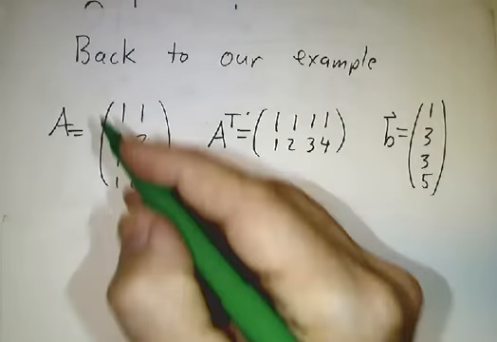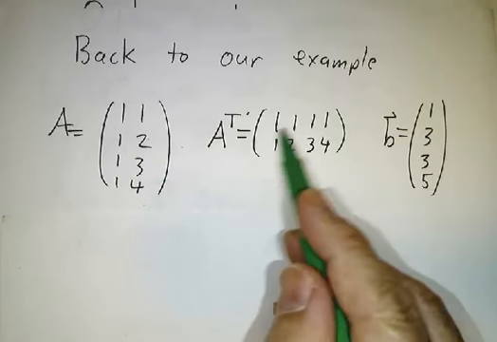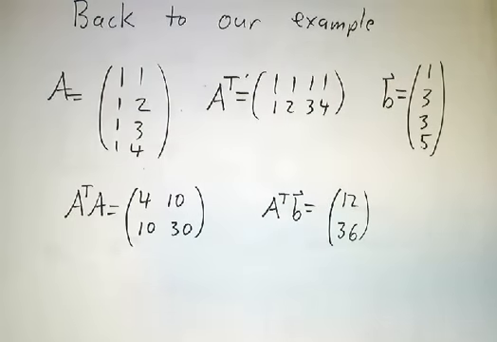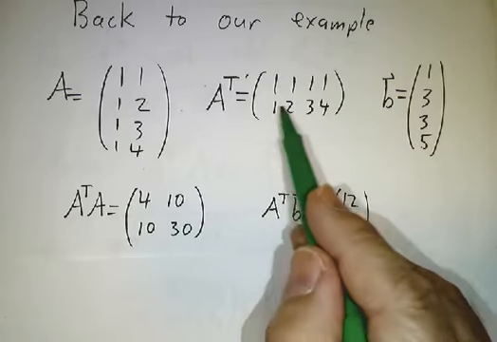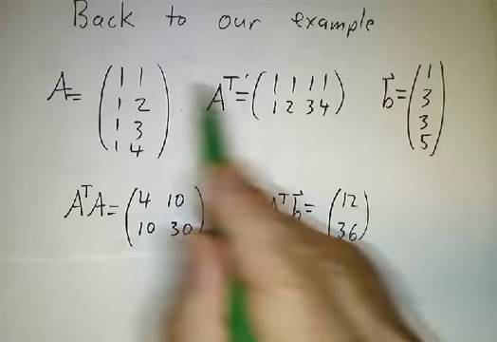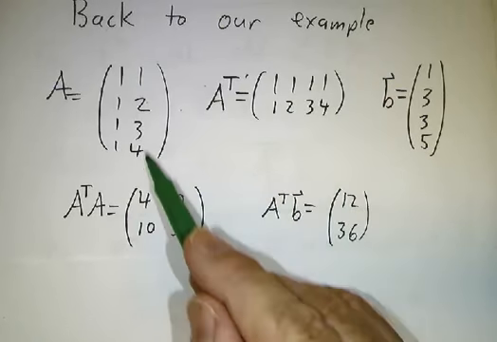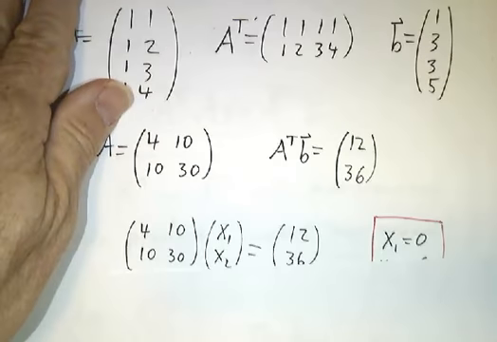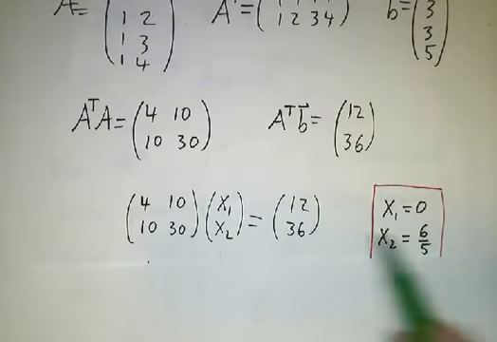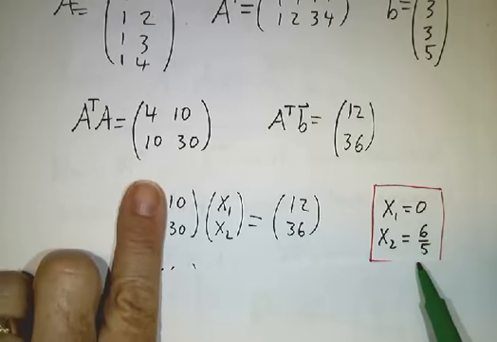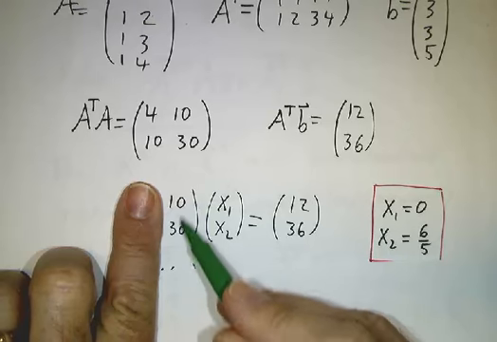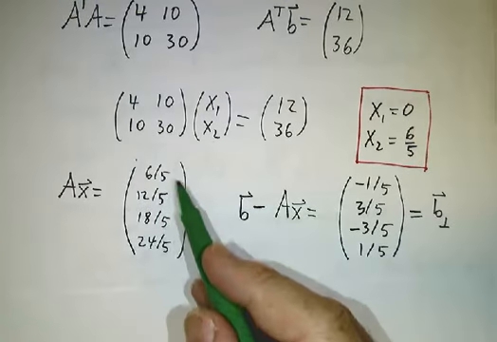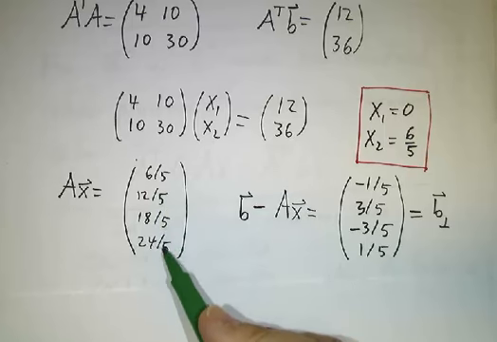In our example, A was the matrix with columns 1, 1, 1, 1 and 1, 2, 3, 4. And A transpose is the same thing written as rows, and here's B. And if you compute A transpose A, you get this row times this column is 4, first row times second column is 10, second row times first column is 10, second row times second column is 30. And A transpose B is 1236. We've seen this problem before. The solution to these equations is 0, 6/5. In fact, you can see that 1236 is parallel to 1030. And so we get that AX is 6/5, 12/5, 18/5, 24/5.